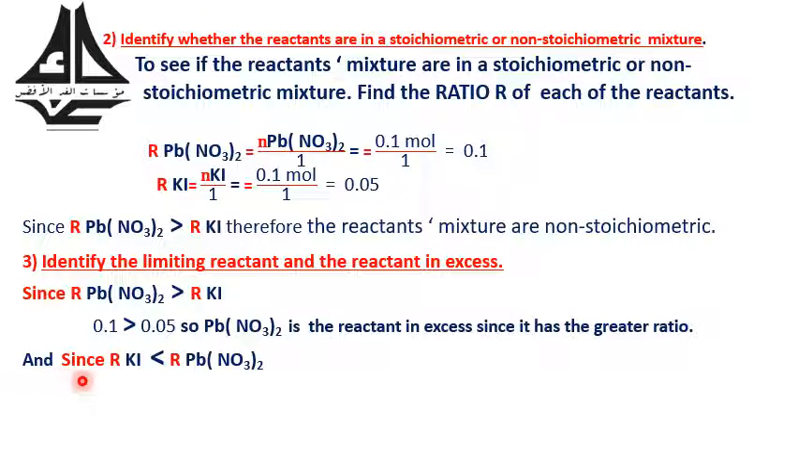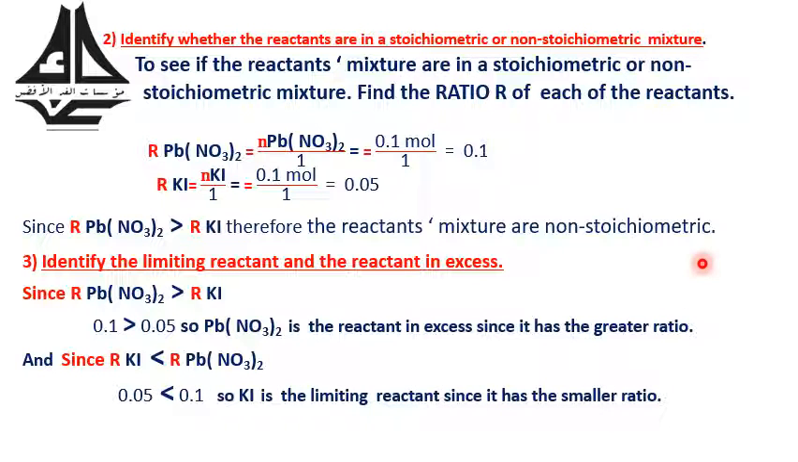And moreover, since the ratio R of KI is less than the ratio R of Pb(NO3)2, since simply 0.05, which is the value of the ratio of KI, is less than 0.1, which is the value of the ratio of Pb(NO3)2, so KI is the limiting reactant since it has the smaller ratio.